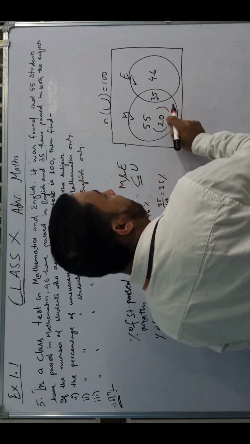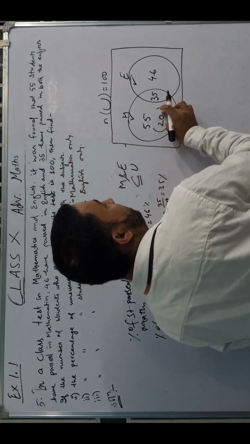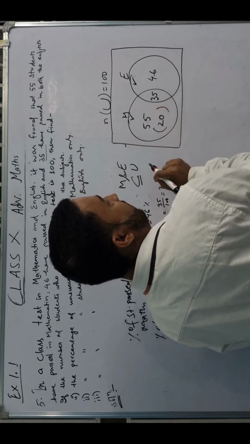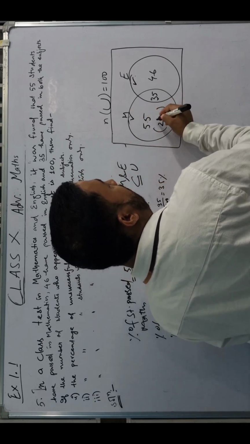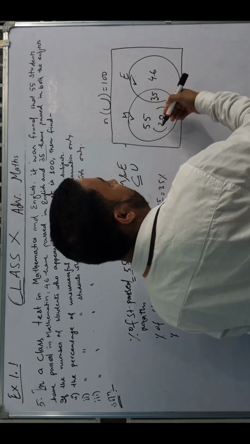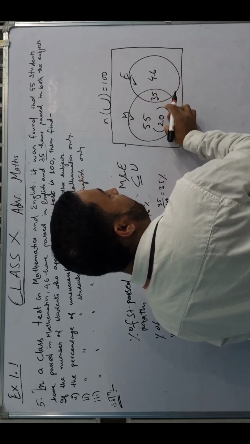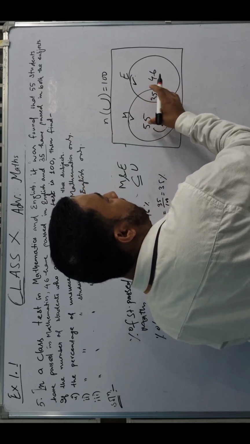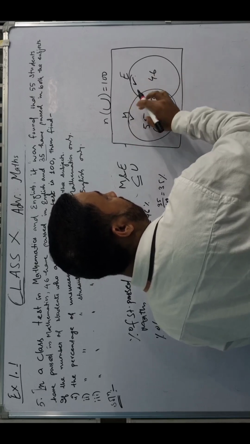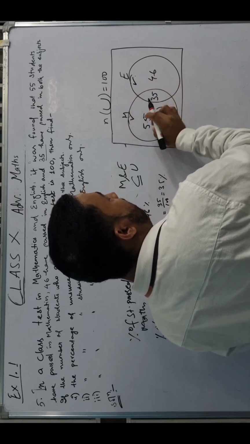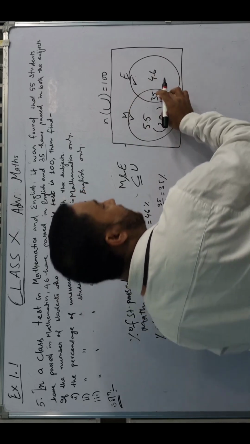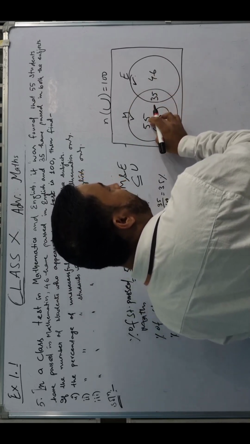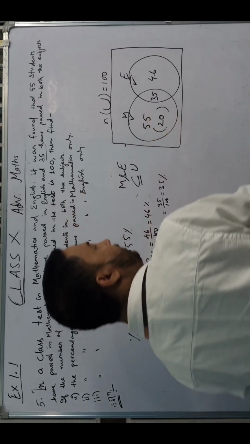So what are these 20 students? These 20 students have passed only mathematics, which means they could not clear both tests. These 20 students are out of 55 students, because 55 students have passed mathematics, and these 35 students are also already included in this 55 number.